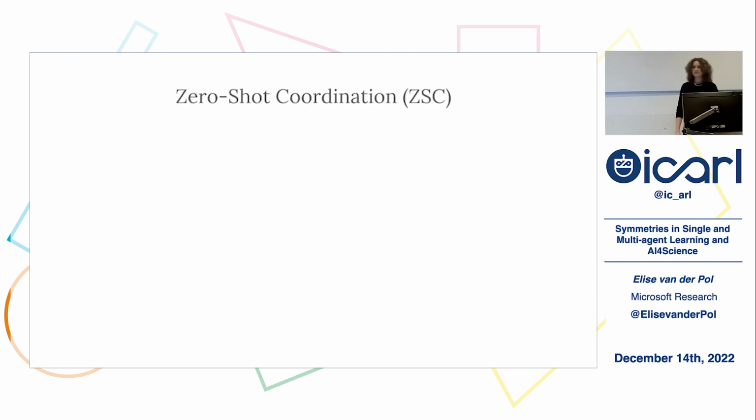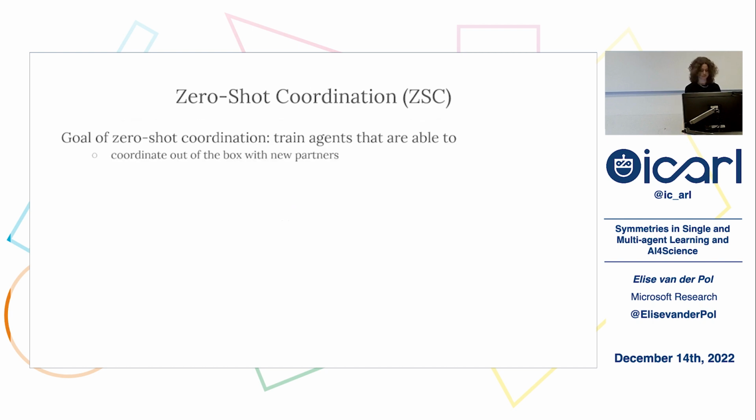So this is a problem of zero-shot coordination. The goal of zero-shot coordination is to train agents that are able to coordinate out of the box with new partners without necessarily having a shared language, and also without joint training. So you cannot assume that you're able to train together and fine-tune to each other and get super specific joint policies. It has to be somewhat robust to getting a new partner.